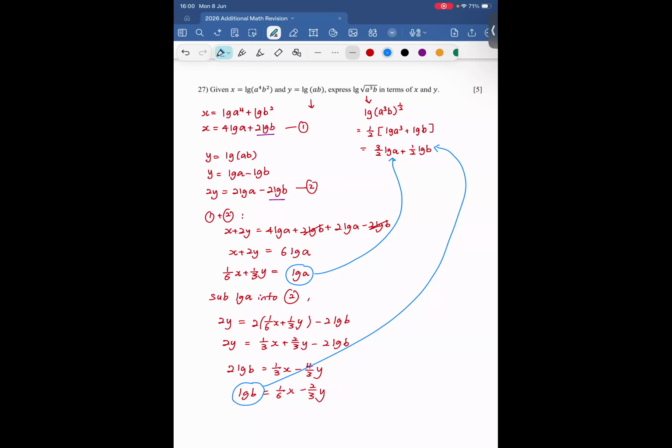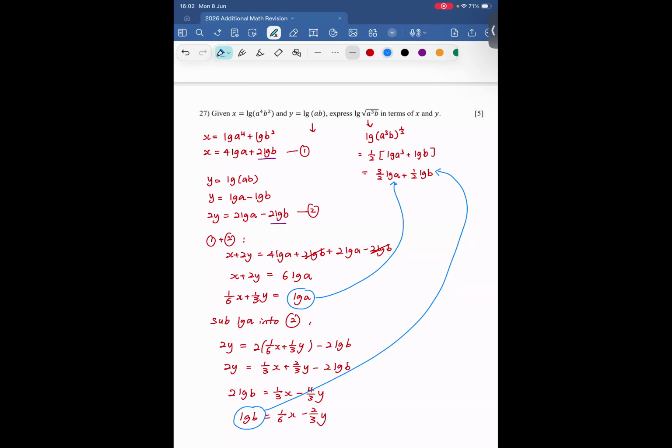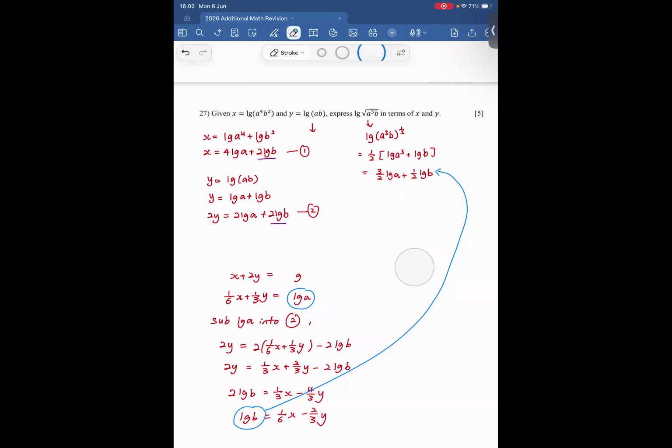I'm like solving simultaneous equation like that. Log b. Wrong. Please change. So this is plus. Oh no, everything need to change.